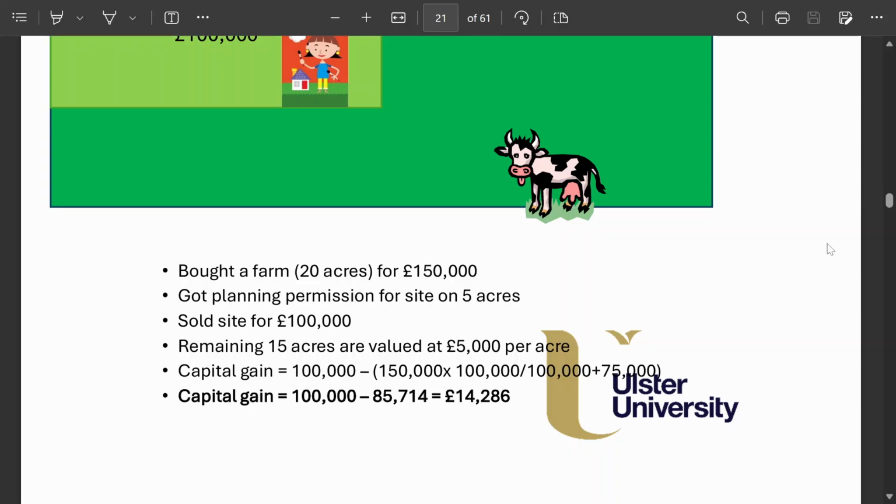You have to look at the market values at the date of the transfer, at the date of the partial disposal. So what happens here? You sell 5 acres for 100K. So in this case, your 100K becomes the A, what we discussed earlier. And the balance of 15 acres is being valued at 5K per acre. So this is 5 into 15 is 75. So you sold something for 100K, and the remaining is 75K.